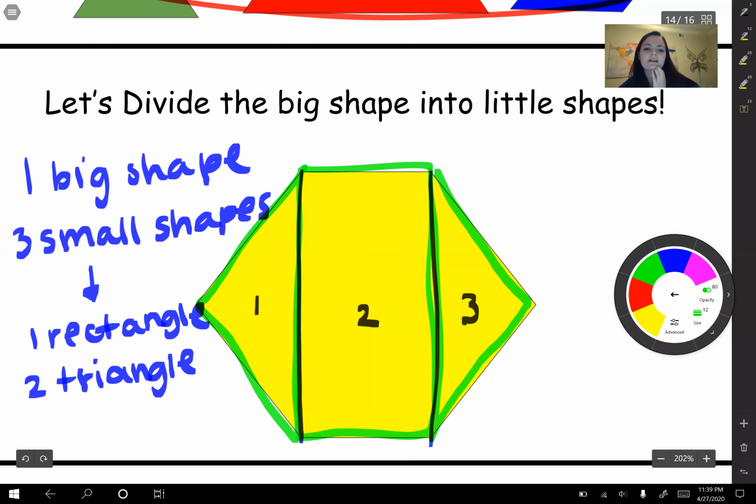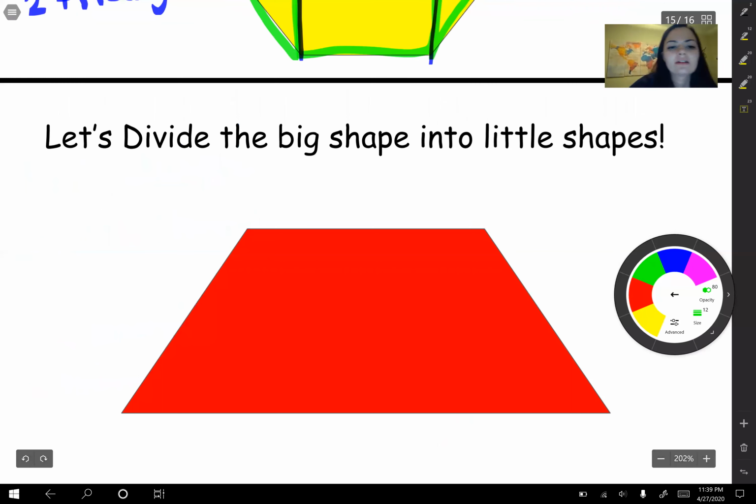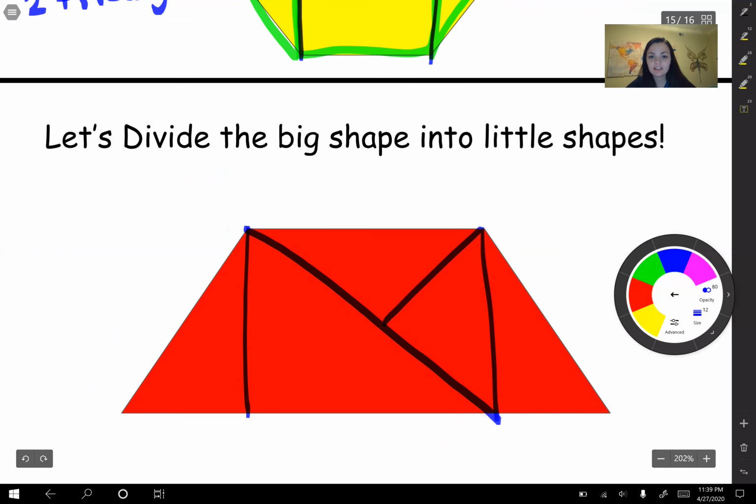Okay. Let's divide this shape. I can divide it there, and I can even divide this like this, and I can divide it like that. I mean, I can keep dividing this forever. Let's say I just leave it like that. Okay? I have one big shape, and I have 1, 2, 3, 4, 5 little shapes.